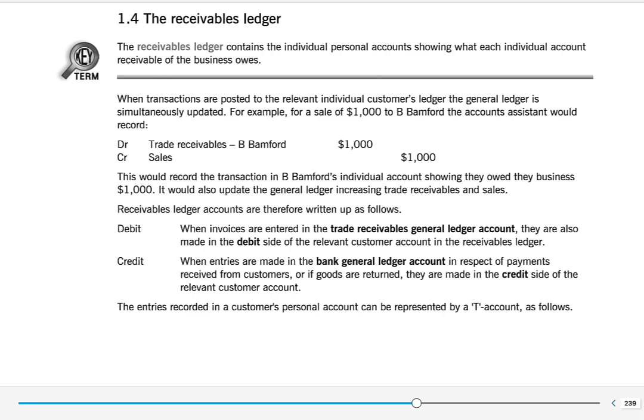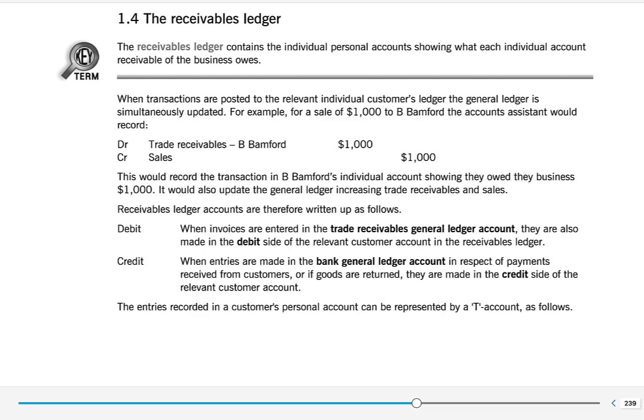What the receivables ledger contains. The receivables ledger contains the individual personal accounts of credit customers. Each personal account shows what that customer owes the business. So if you open one customer account, you should be able to see a history of invoices sent to that customer, credit notes issued to that customer, payments received from that customer, and the balance still outstanding. The receivables ledger is like a customer-by-customer storybook of debts and payments.